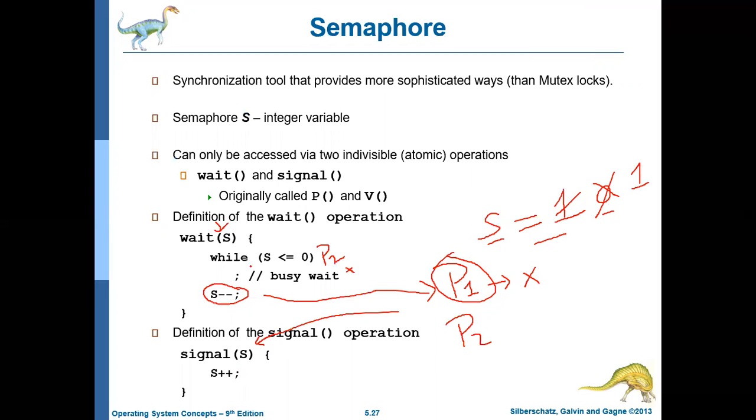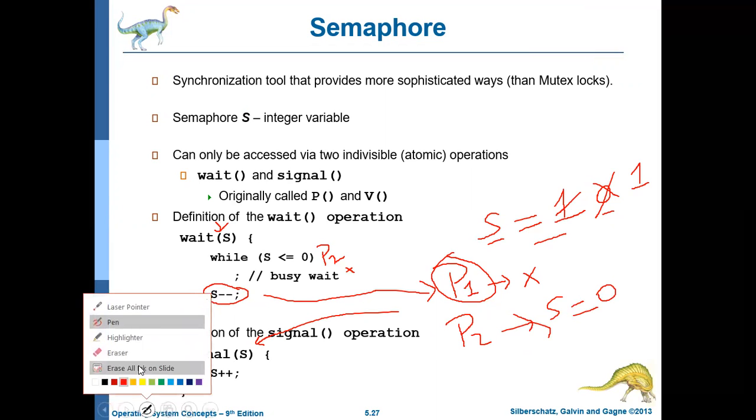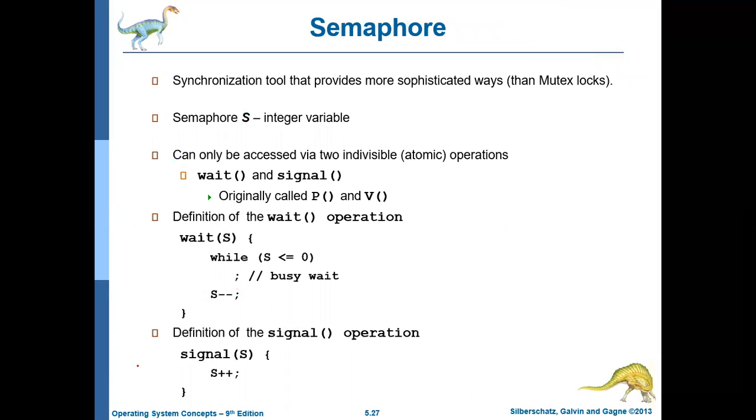Now P2 is busy waiting, and immediately once it is released, it will find that S is not less than or equal to 0. So again, P2 will enter and make S as 0, and it will enter the critical section. Now if some other process P3 comes, it has to wait. So this is how a binary semaphore works.